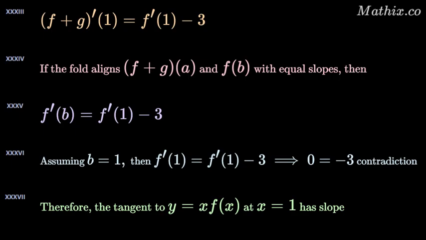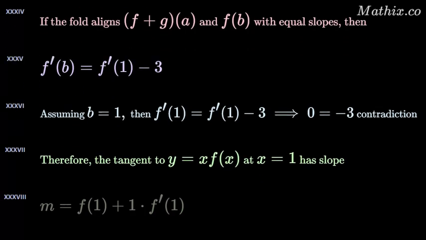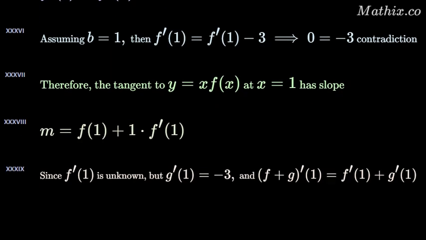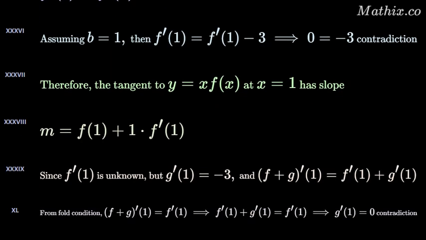Therefore, the slope of the tangent to y equals x times f of x at x equals 1 is f of 1 plus 1 times f prime of 1. Since f prime of 1 is unknown, but g prime of 1 equals -3, and f plus g prime of 1 equals f prime of 1 plus g prime of 1. From the fold condition, f plus g prime of 1 equals f prime of 1, which implies g prime of 1 equals 0, a contradiction.